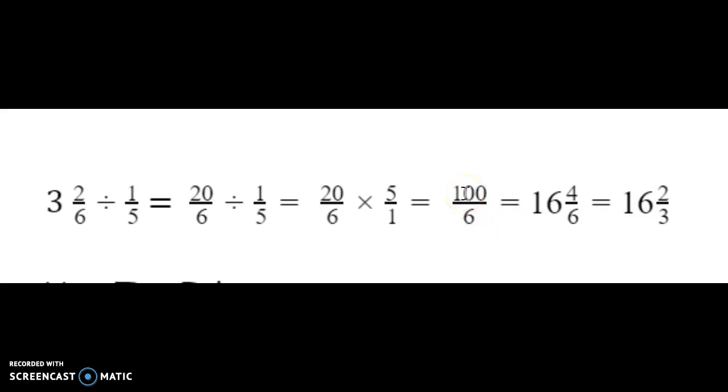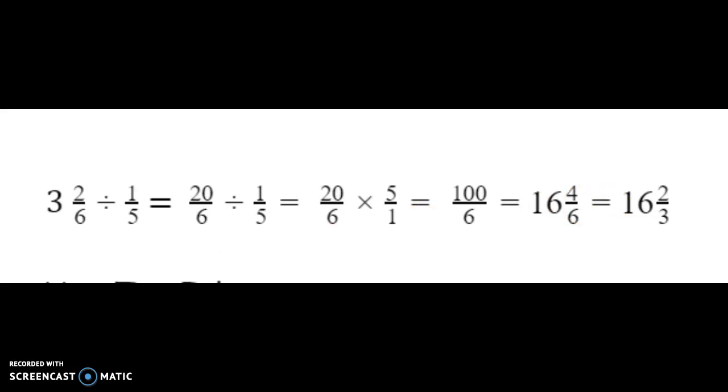Our final answer is not 100/6 because it's an improper fraction. We have to divide 6 into 100 to get the correct answer, which is 16 and 4/6. As we look at 16 and 4/6, we can multiply 16 times 6 to get 96 and add 4, so we know that that's 100. As we look at 4/6, we can tell that it is a fraction that needs to get reduced, so our final answer becomes 16 and 2/3.